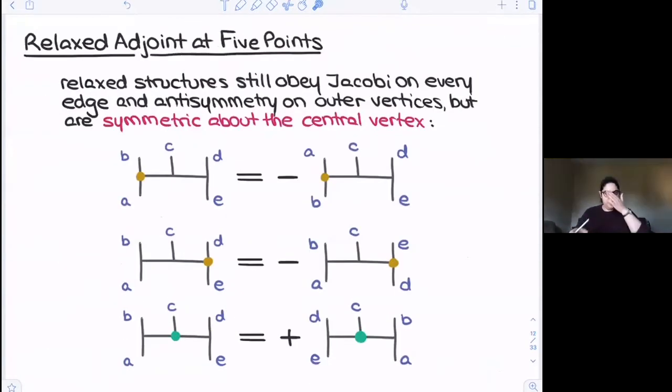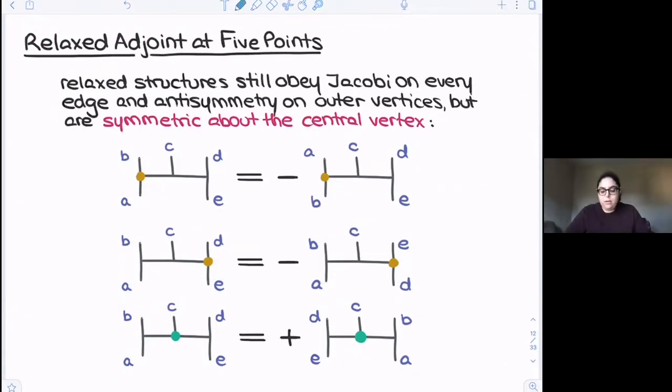Now we're going to introduce something new that we're calling relaxed adjoint. And it's going to seem a little bit arbitrary right now, but it's going to turn out to be vital for us constructing these corrections. So this is an important thing to remember. Relaxed adjoint structures are still going to obey Jacobi relations on both edges, just like adjoint. They're still going to have anti-symmetric outer vertices, just like adjoint, but their central vertex is going to be totally symmetric. So no sign flip when you flip the graph over.